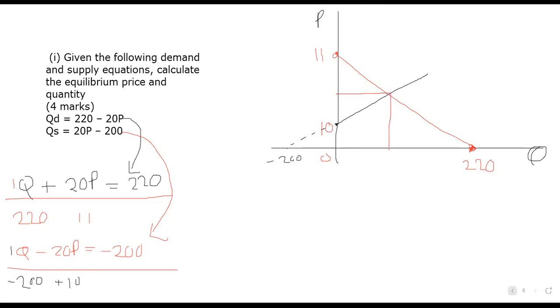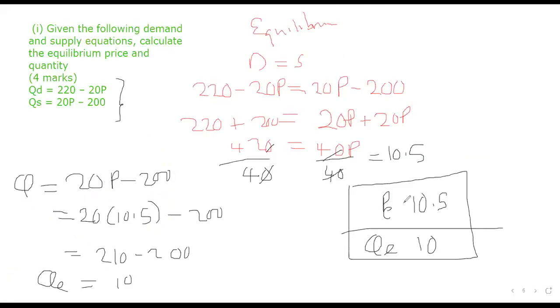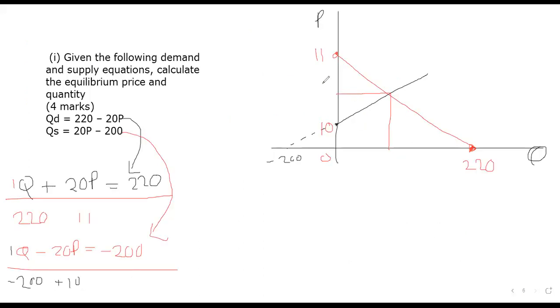What was the equilibrium quantity? Price was 10.5, quantity 10. So between W and Z, which one is a consumer surplus and which one is a producer surplus? W consumer, Z producer. So our W is a consumer surplus.